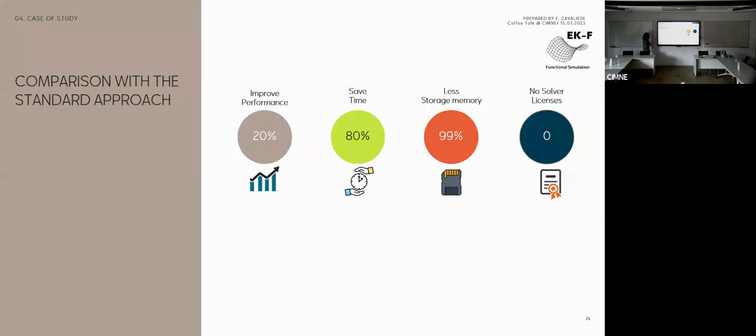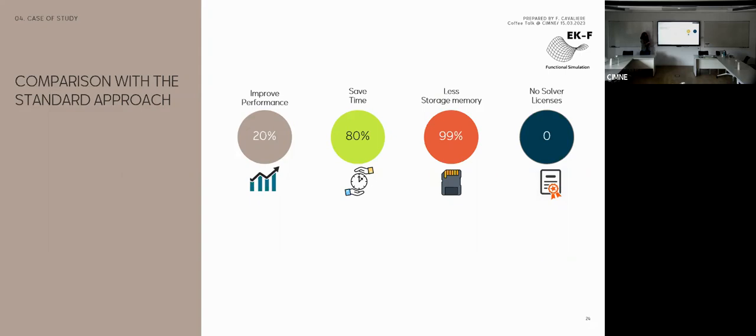So just as last considerations, right, by comparing a little bit this method with the standard approach, we said it that in this example, we were able to improve the performance by 20%, which is some numbers here. We were able to save 80% of time. Also, we didn't mention before, but this parametric solution that we obtain occupies much less memory than the equivalent of all the solutions of all these full order simulations, right? We have here almost 6,500 simulations.